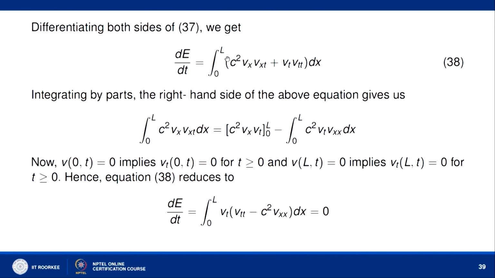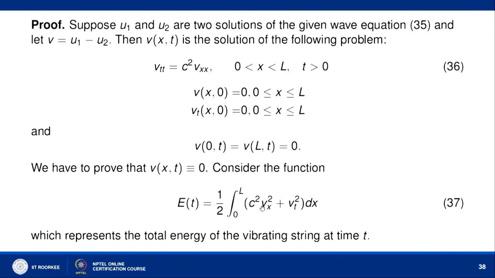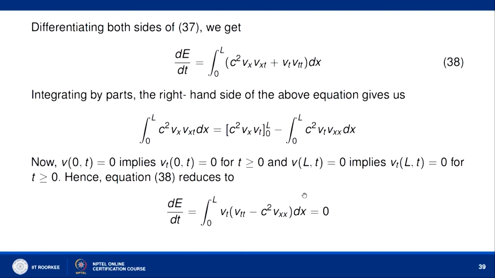So dE by dt equals integral 0 to L. When you differentiate c square v x square, it is 2 v x v xt, and here it is 2 v t v tt. So we write it as integral 0 to L of c square v x v xt plus v t v tt dx. Now integrate by parts the first part with respect to x. So for integral 0 to L of c square v x v xt dx, we integrate the second function first. We get c square v x v t between 0 and L, minus integral 0 to L of c square v t and v xx, integrating this and differentiating this.